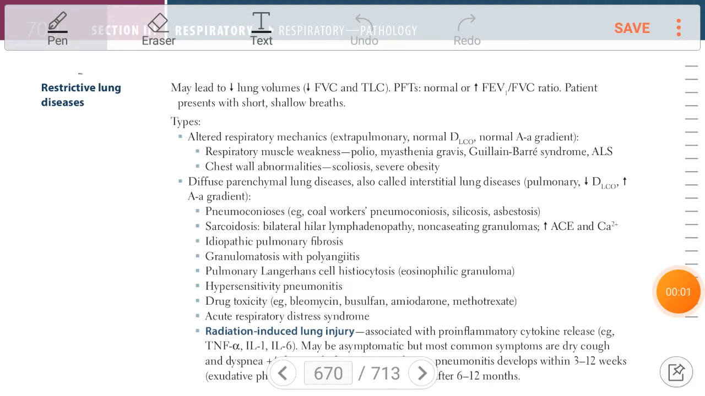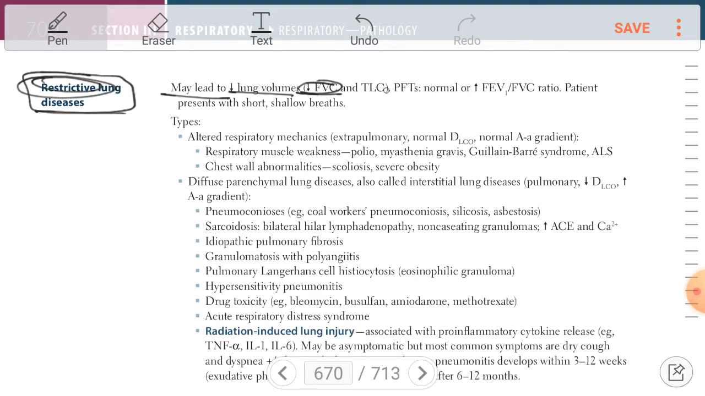To speak about the restrictive lung diseases. It may lead to decreased lung volumes because of this restriction. There is a decrease in forced vital capacity. What is vital capacity? Inspiratory reserve volume plus tidal volume plus expiratory reserve volume. So all these volumes will decrease the forced vital capacity because there is restriction of expansion of the lung.